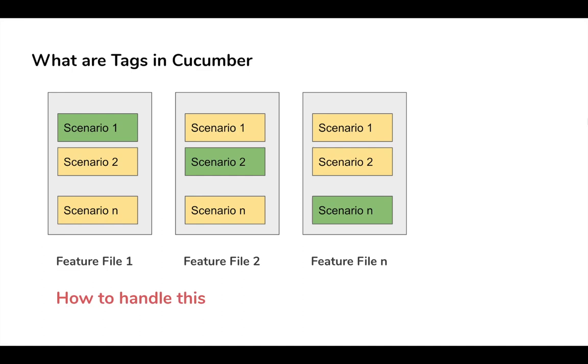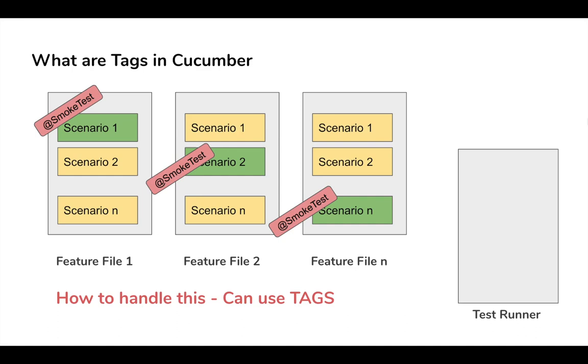One of the best options that Cucumber has is we can actually use tags, or we can tag our features or scenarios and then we can run the features or scenarios based on some particular tags. So I can say scenario 1 I can tag with @smoke test or any tag I want. I use the @ symbol and some text. Similarly I can tag scenario 2 and I can tag the scenario in the next feature file, and then in our test runner file I can put this particular tag so that it will run only those scenarios or features which has that particular tag. So this is what are tags and this is how we can use tags in Cucumber.